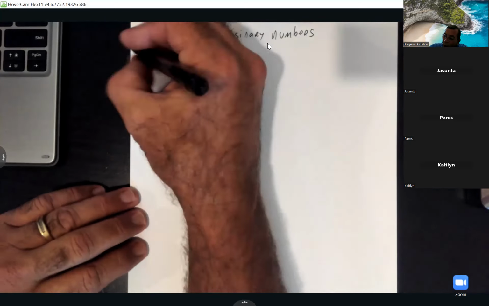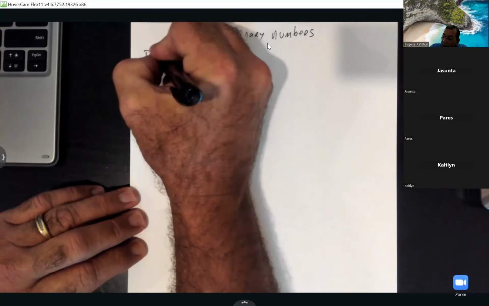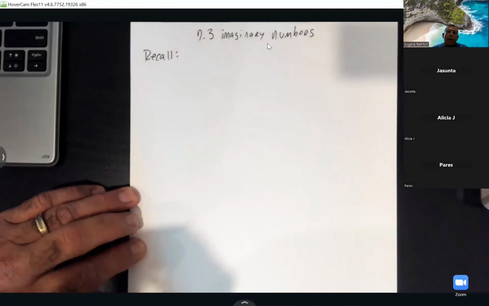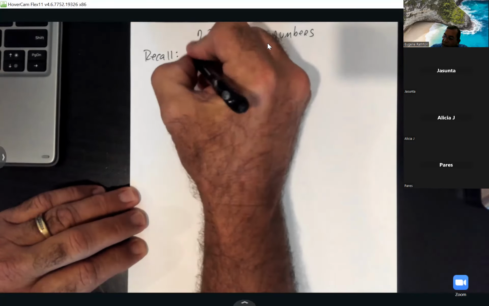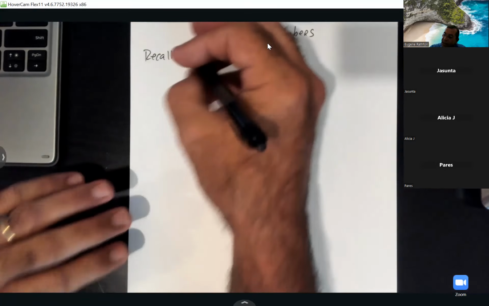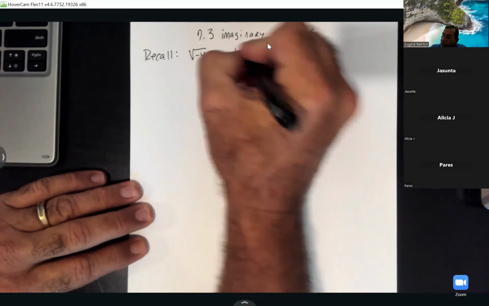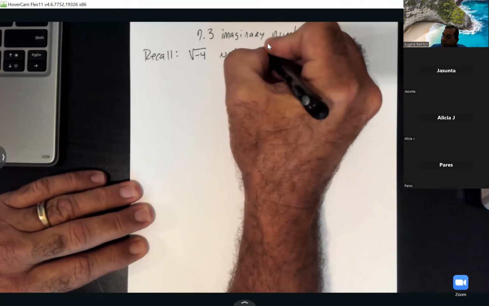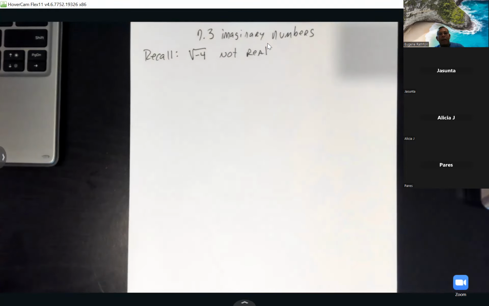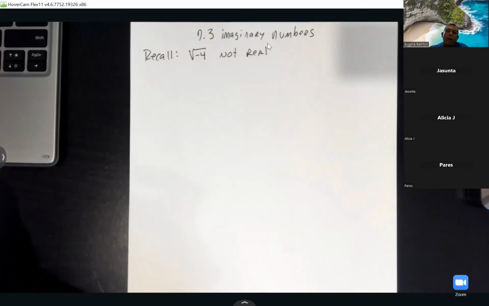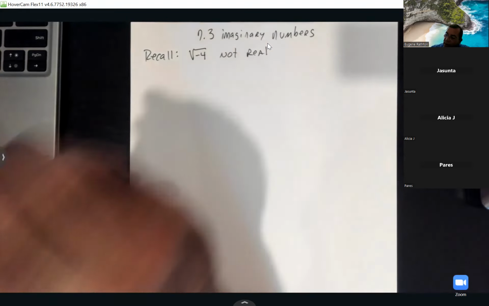All right, y'all. If you recall, in our last section, when we tried to take the square root of a negative number, we said that this was not real. But they wanted to be able to work with these kinds of numbers, so they came up with what we call imaginary numbers.